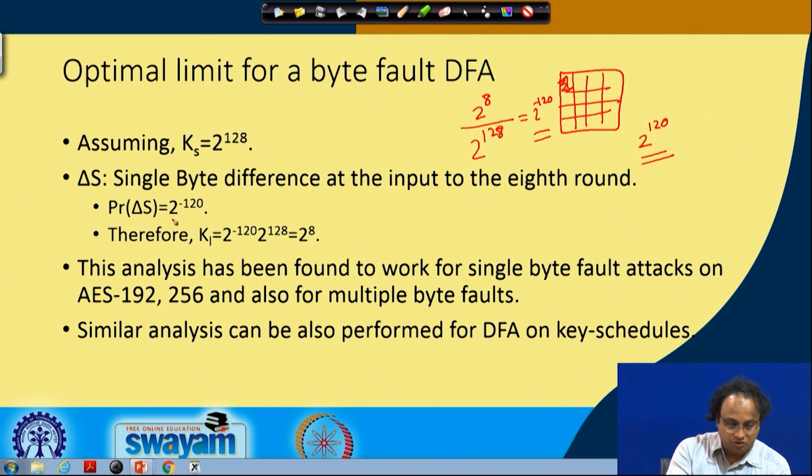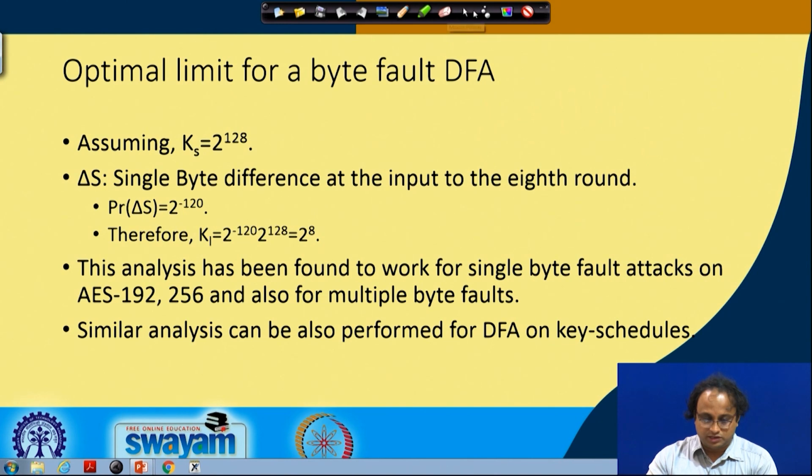And that gives you the probability of delta S, and therefore you can expect that KL is equal to 2 to the power of 8. If you remember, that is exactly what we get in our attack, because we reduce it to 2 to the power of 8, and this shows that this is an optimal attack. If you can reduce it further, it hints that you can do a classical cryptanalysis or classical differential analysis of AES, which would be really interesting.